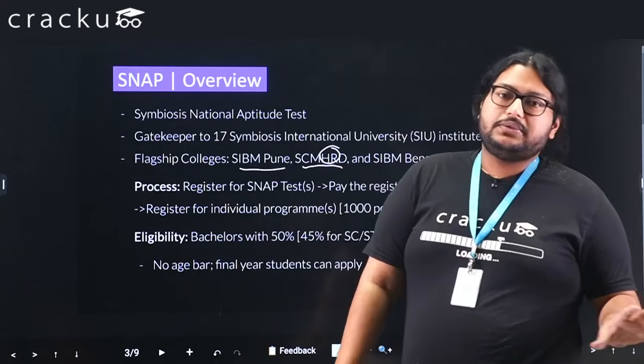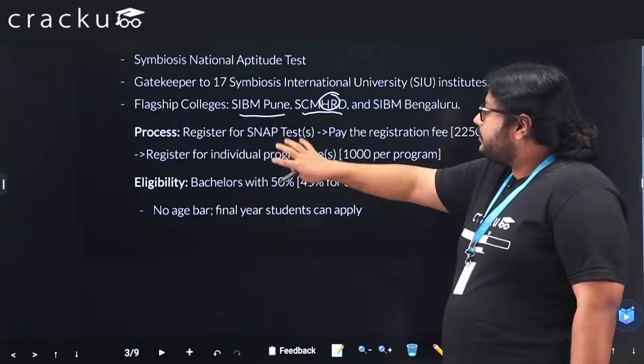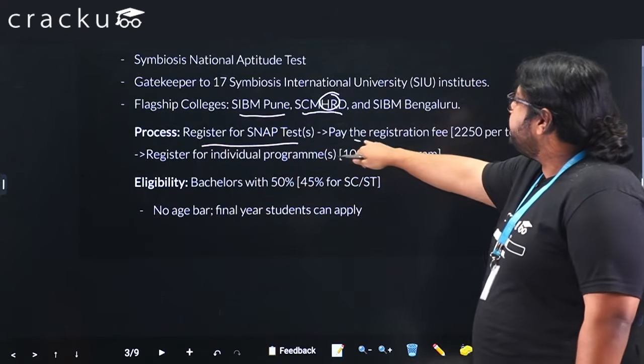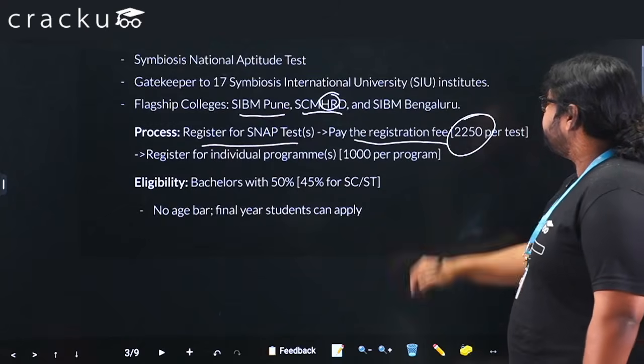Now, how do we register for the exam? Obviously, you need to go to the SNAP website, and from there you'll find the link. You need to register for the test and pay the registration fee. The registration fee is 2,250 per test.